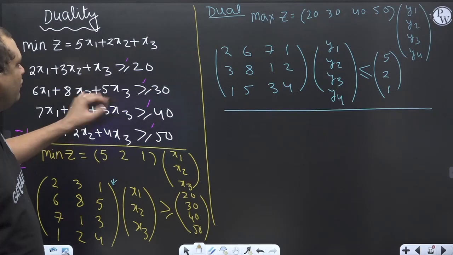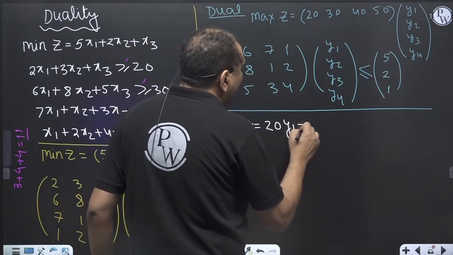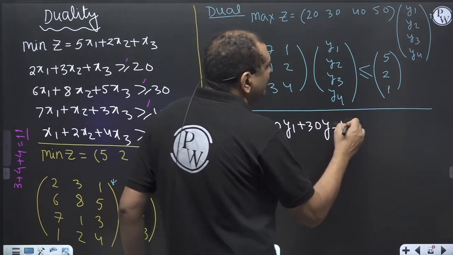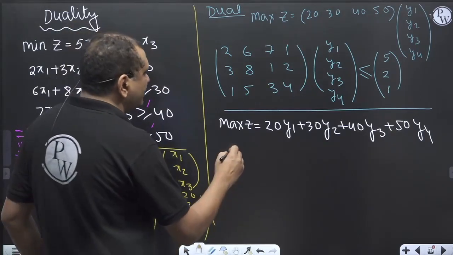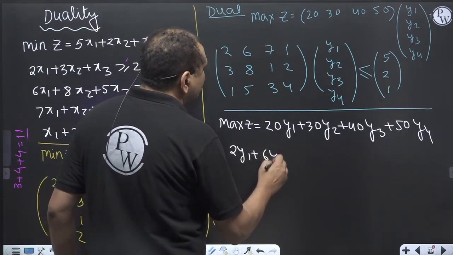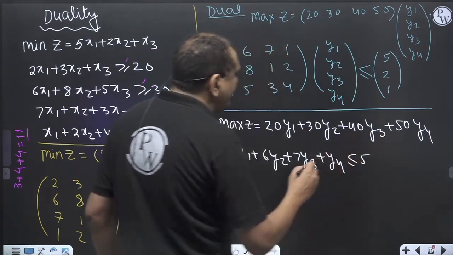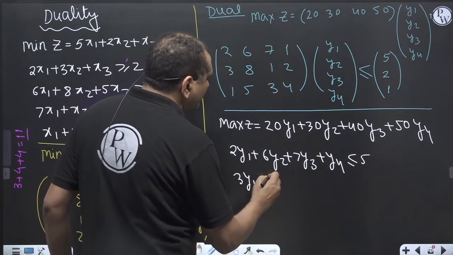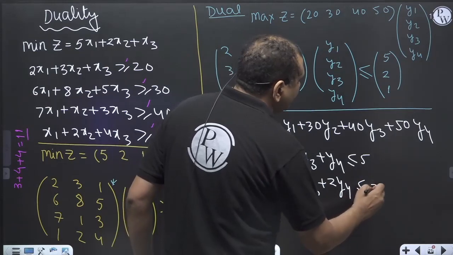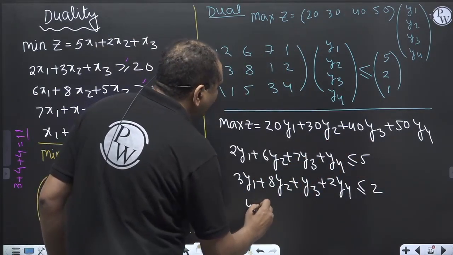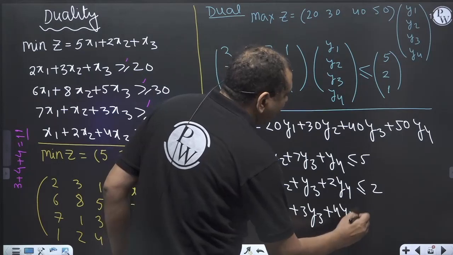This problem, if I write in this form, it will be maximize z equals 20y1 plus 30y2 plus 40y3 plus 50y4, subject to 2y1 plus 6y2 plus 7y3 plus y4 less than or equal to 5, 3y1 plus 8y2 plus y3 plus 2y4 less than or equal to 2, y1 plus 5y2 plus 3y3 plus 4y4 less than or equal to 1.